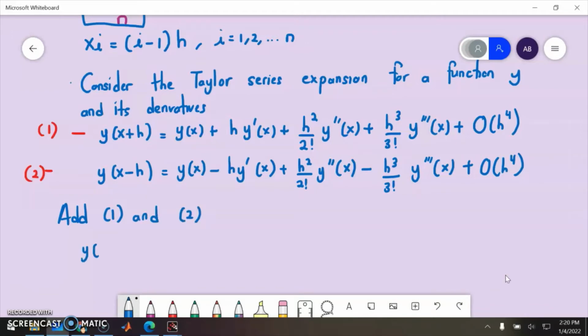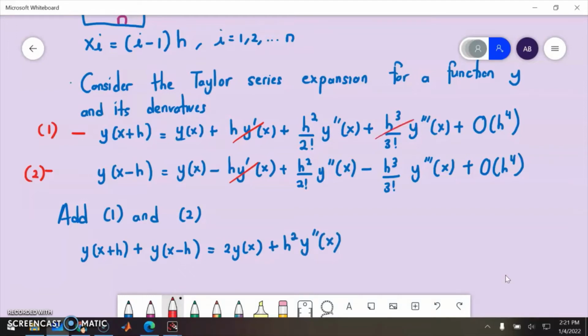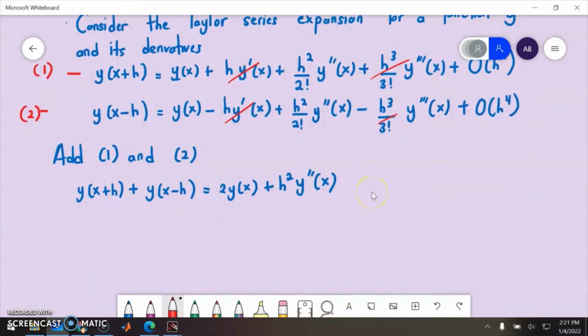So what I have: y(x + h) + y(x - h) equals y plus y, that gives me 2y(x). The h terms cancel out. How about this and this? They become 2h squared over 2, right? That gives you h squared y''(x). Now this third-order term cancels out too when you add them. Now I can find the second derivative by rearranging this equation.